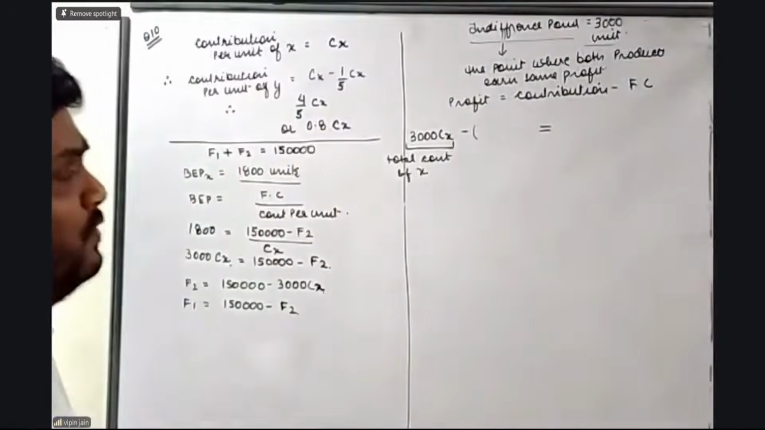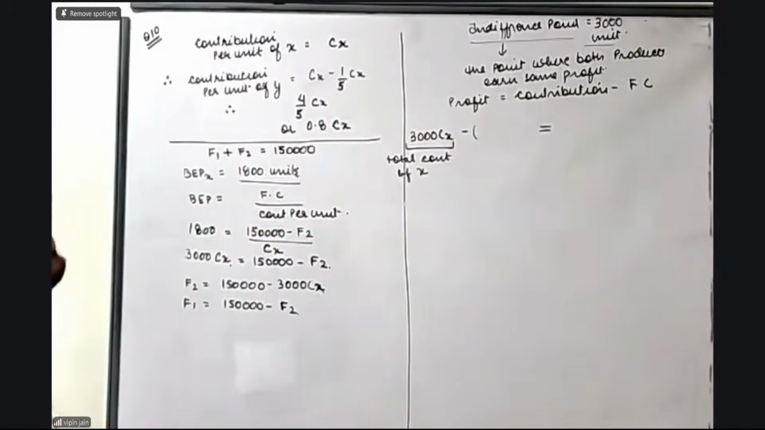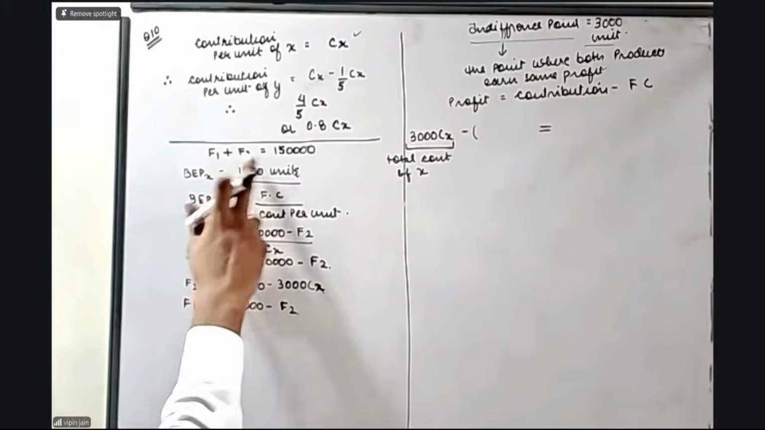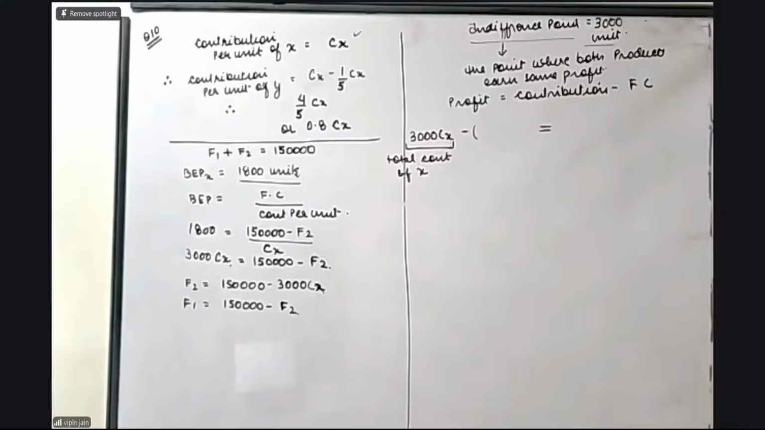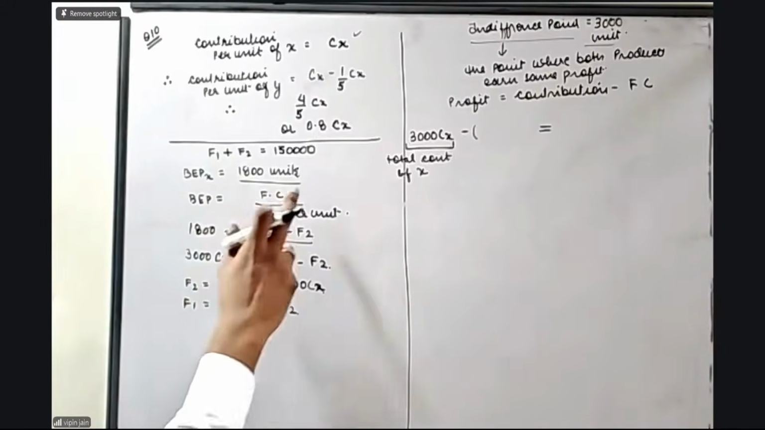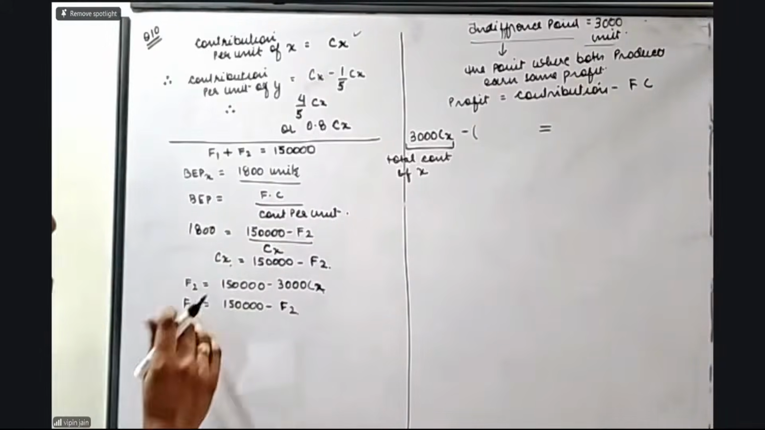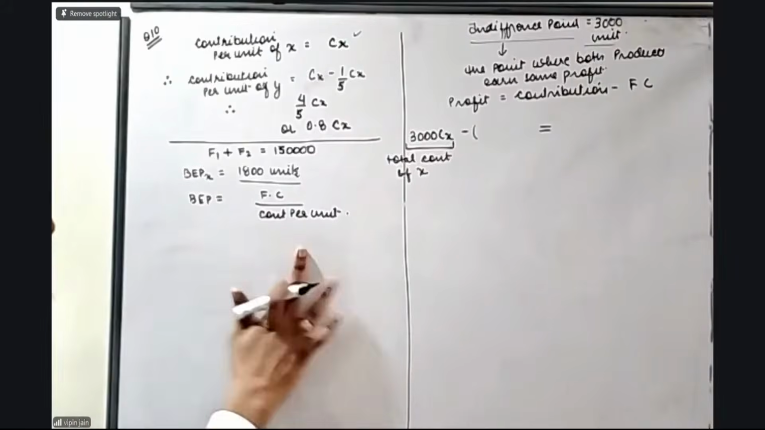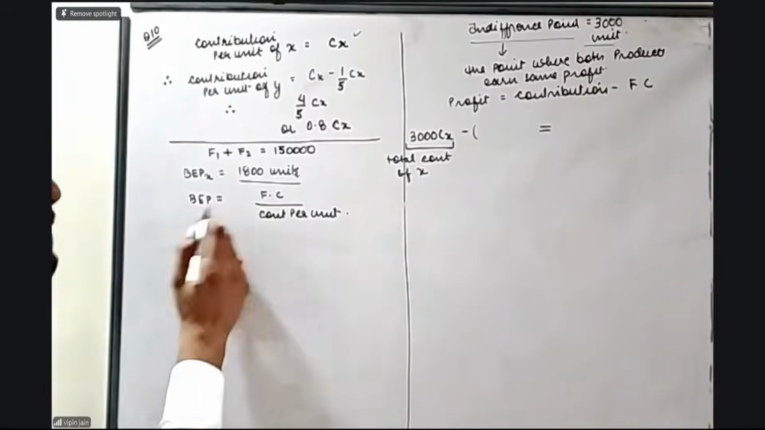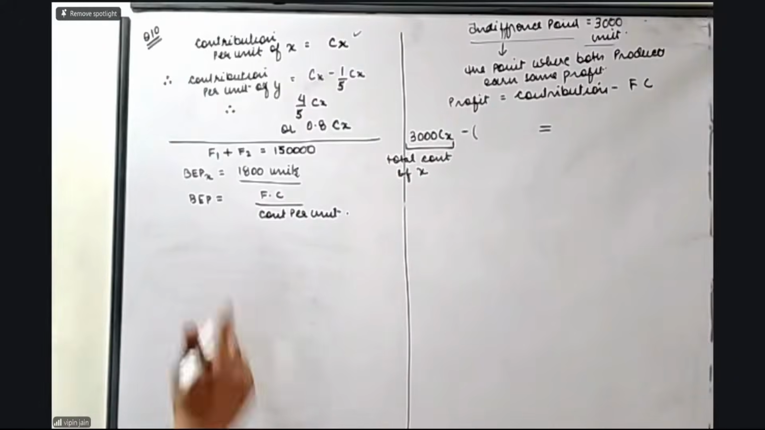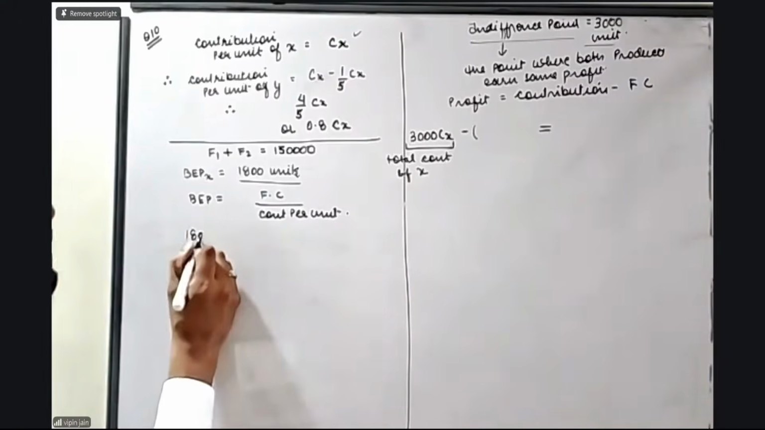So fine, let's get back to this question. Herein the contribution per unit of X is Cx, contribution per unit of Y is Cx minus 1/5 of Cx. F1 plus F2 will be 1,50,000. The break-even point of X is 1800 units. So break-even point is fixed cost divided by contribution per unit. I think I made a mistake here. We can solve it in two ways also. So we have 1800 units.